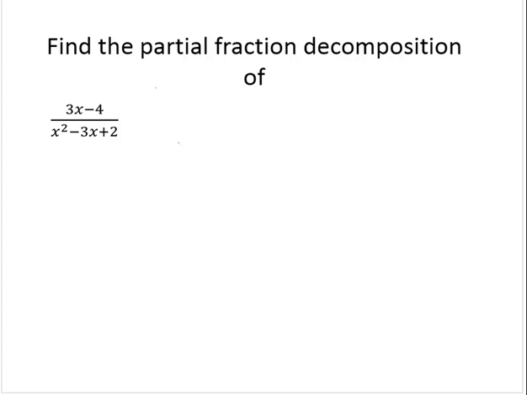Find the partial fraction decomposition of (3x − 4)/(x² − 3x + 2). First thing that I'll notice is that this is the same as (3x − 4)/((x − 1)(x − 2)). So now the partial fraction decomposition says I need to be able to write this. There's some way that I can write this as a/(x − 1) + b/(x − 2). So now let's figure that out.